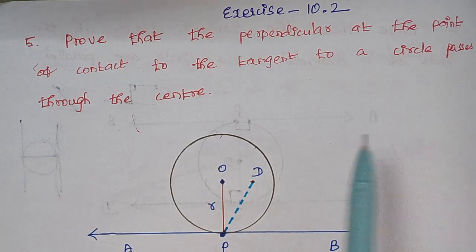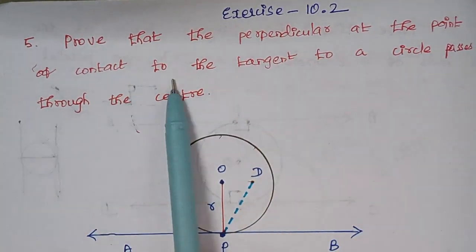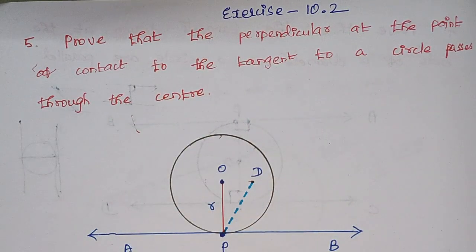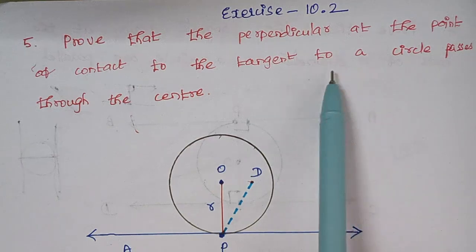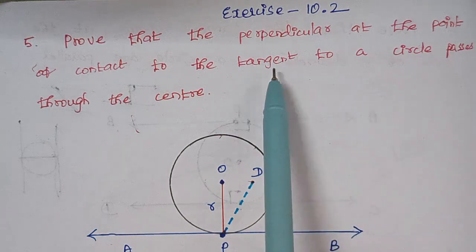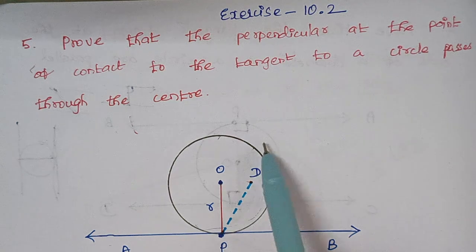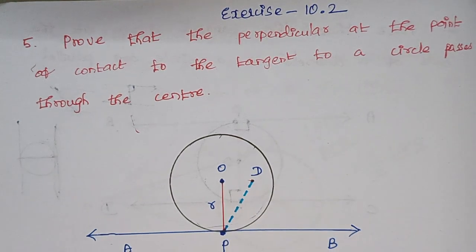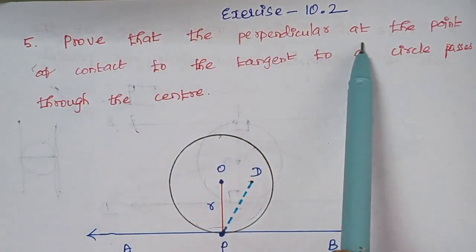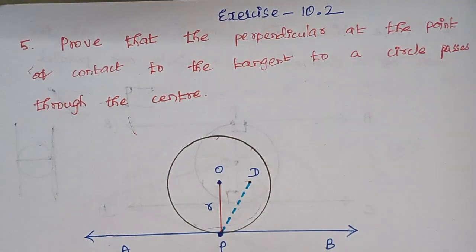Problem number 5. Prove that the perpendicular at the point of contact to the tangent to a circle passes through the center. That is, here the thing is a little bit reverse, right? Anyway, we are having a tangent and there is a circle, right? So just draw a circle and draw a tangent. Prove that the perpendicular at the point of contact to the tangent. So what is the perpendicular?